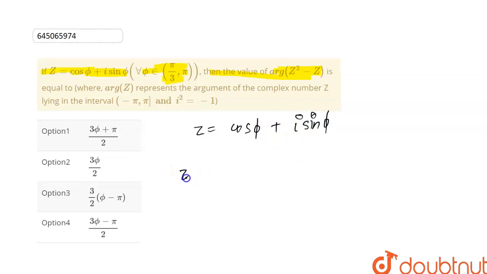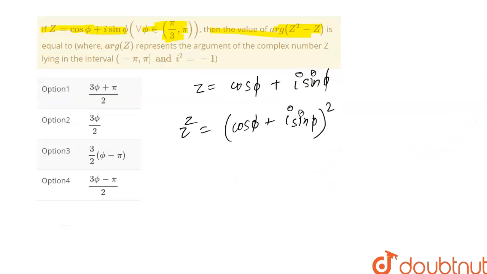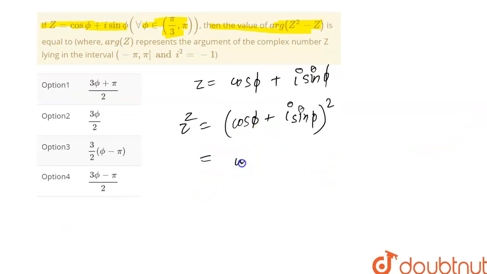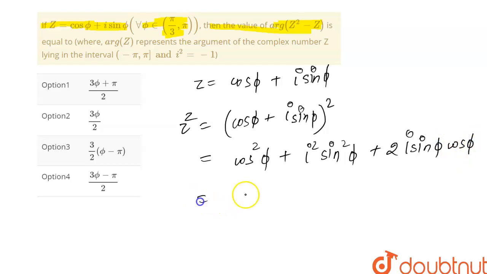So let's square it. So z square becomes equal to cos phi plus iota sin phi whole square, right? So here let's open the whole square. It becomes cos square phi plus iota square sin square phi plus 2 iota sin phi into cos phi. Now it is equal to cos square phi minus, since iota square is minus 1, so minus sin square phi plus 2 sin phi cos phi into iota.